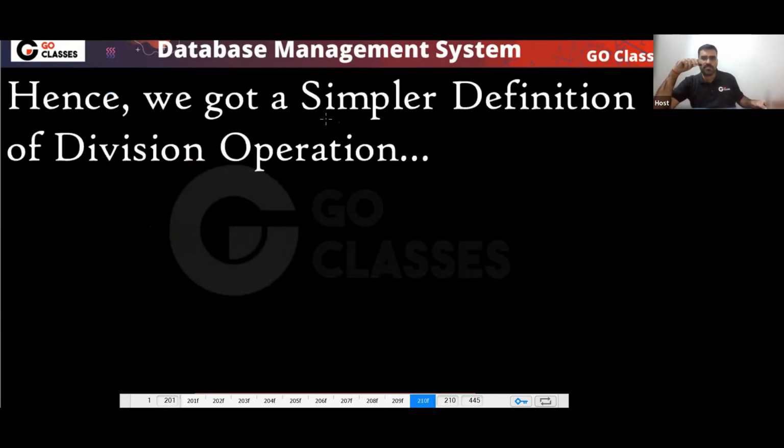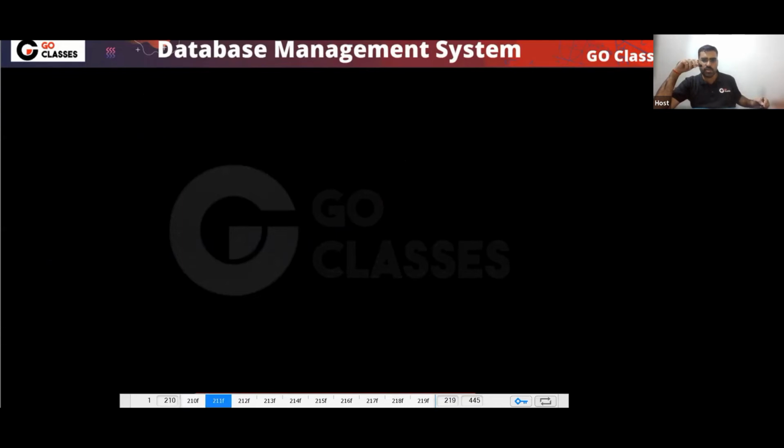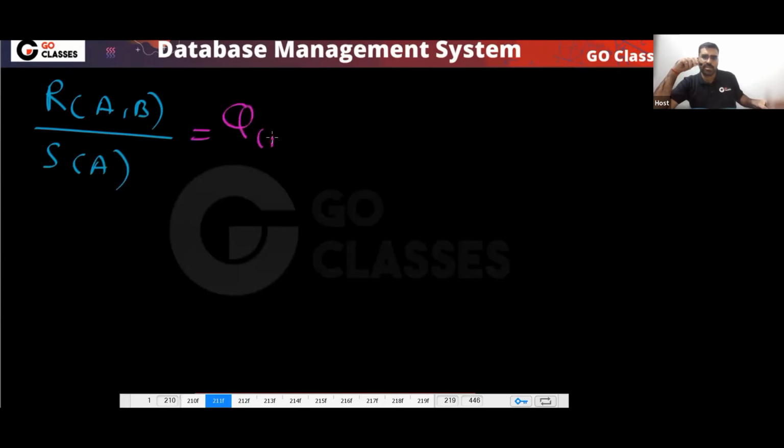So hence we got a simpler definition. Yes or no? Finally we got a very simple definition. What simple definition we got? If you want to find out this, let's assume A, B divided by S, where you have, let's assume, A or B, whatever. So the result will be what? The result will be QB. You know this.